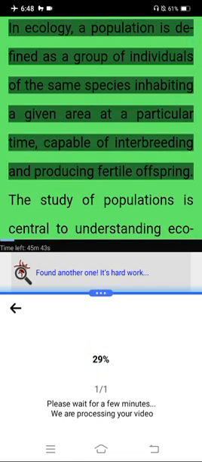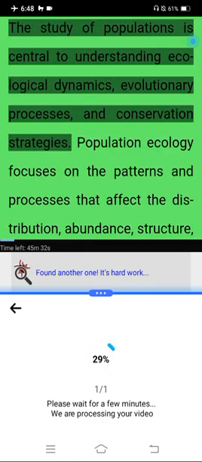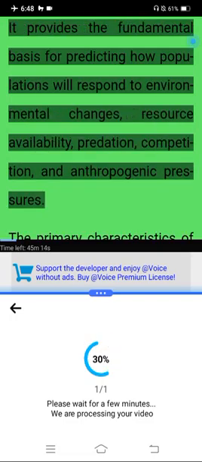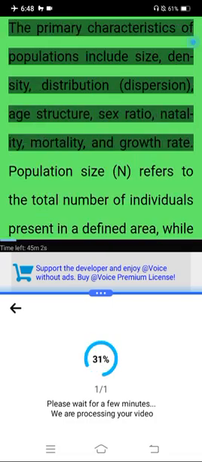In ecology, a population is defined as a group of individuals of the same species inhabiting a given area at a particular time, capable of interbreeding and producing fertile offspring. The study of populations is central to understanding ecological dynamics, evolutionary processes, and conservation strategies. Population ecology focuses on the patterns and processes that affect the distribution, abundance, structure, and dynamics of populations. It provides the fundamental basis for predicting how populations will respond to environmental changes, resource availability, predation, competition, and anthropogenic pressures. The primary characteristics of populations include size, density, distribution, dispersion, age structure, sex ratio, natality, mortality, and growth rate.